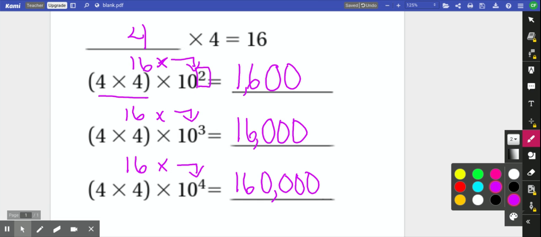So today's lesson 1.5, multiplication patterns. You need to identify the basic fact and then multiply it by the power of 10 or exponent, just like we learned yesterday.